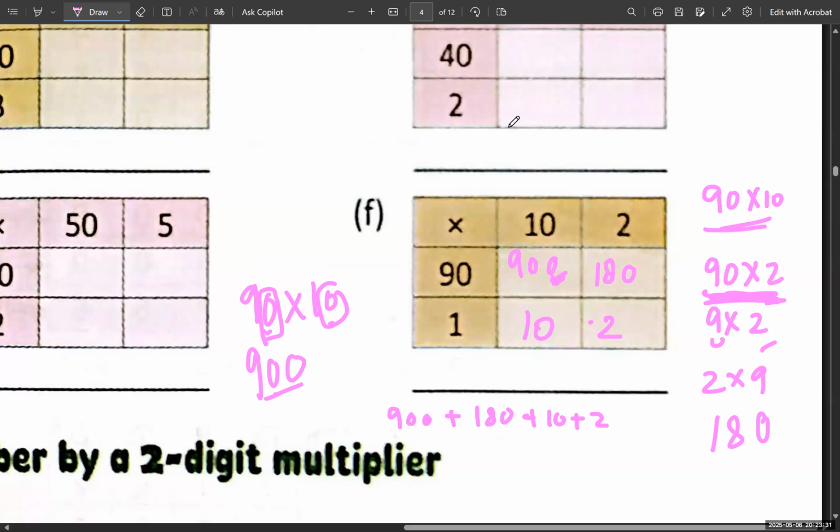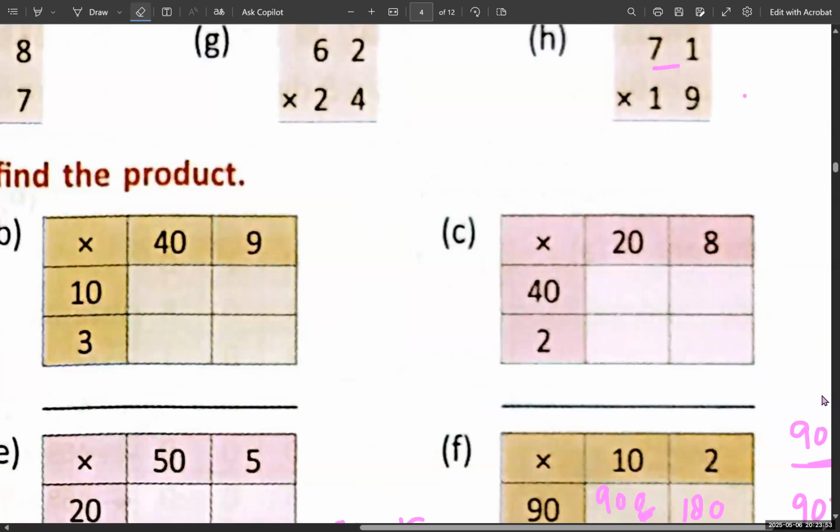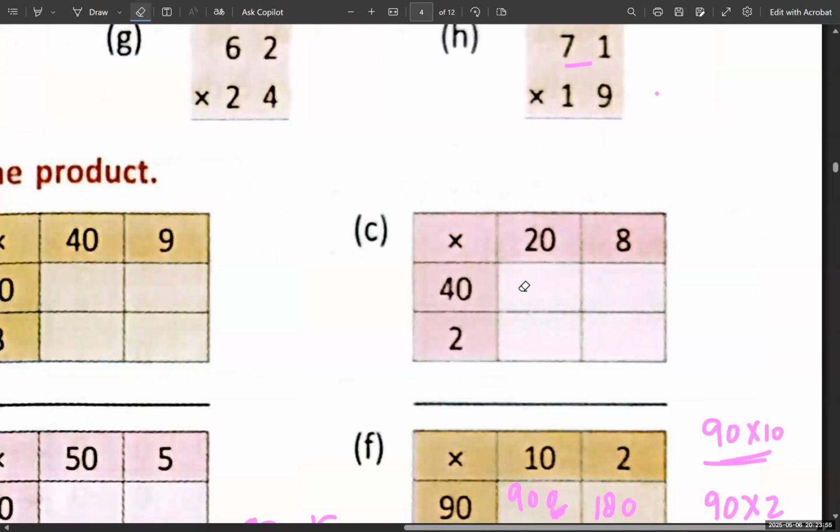The answer will be 1092. Yes, correct. So is this clear? Yes. All right. Now can you solve this question? C. The C1. Okay, ma'am.